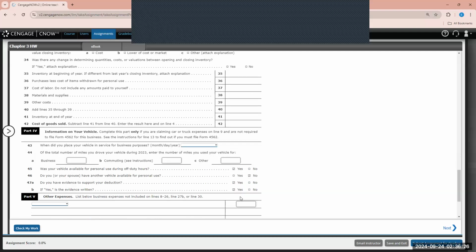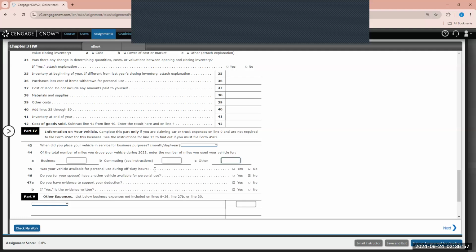Next, we have part 4. So part 4, this is essentially if a taxpayer uses a car or a truck in their business, then this needs to be completed, right? So it basically includes, when did you place your vehicle in service for business purposes? This is important because sometimes clients have a vehicle and they use it for both personal and business. So we need to be able to differentiate what's the total business mileage, what's the commuting mileage, any personal.